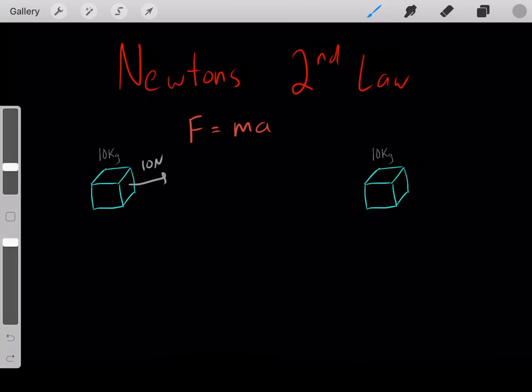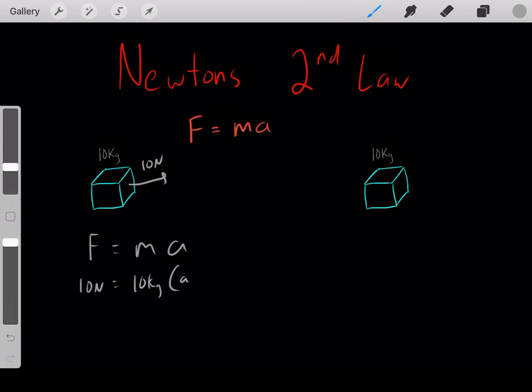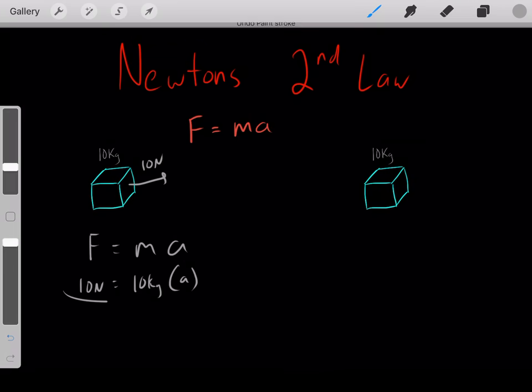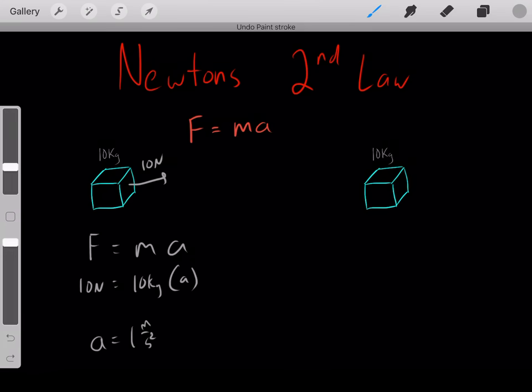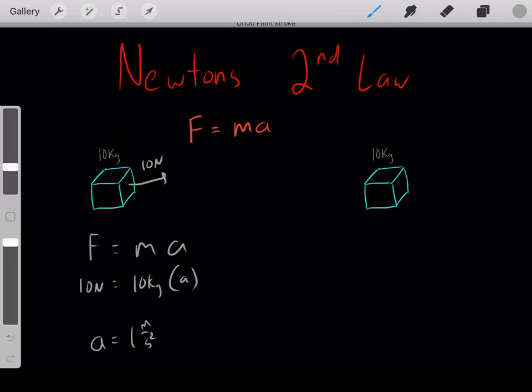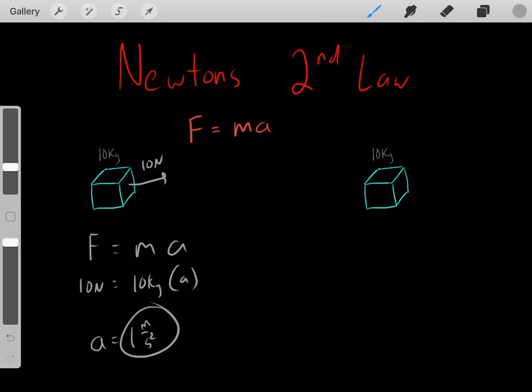Well, again, we could just use Newton's second law. Force equals mass times acceleration. We know the force is 10 newtons. We know the mass is 10 kilograms. So now we can solve the acceleration. And we can see, just with a little algebra, the acceleration must be 1 meters per second squared. So if we have a 10 kilogram mass and we apply a net force of 10 newtons, then we would have an acceleration. How much of an acceleration? An acceleration of 1 meters per second squared. So that makes sense. If we apply force, we get an acceleration.